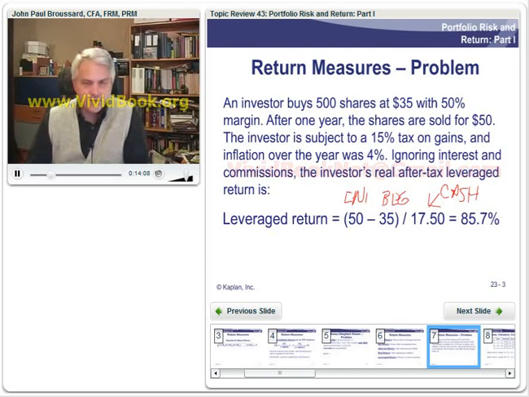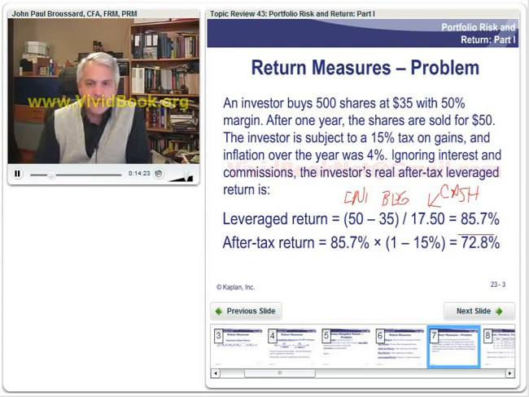It's our cash that we invested. So from that aspect, you can see how the 50% margin allowed us to lever up, and generates an 85.7% return. Well, after tax, that's going to be what?